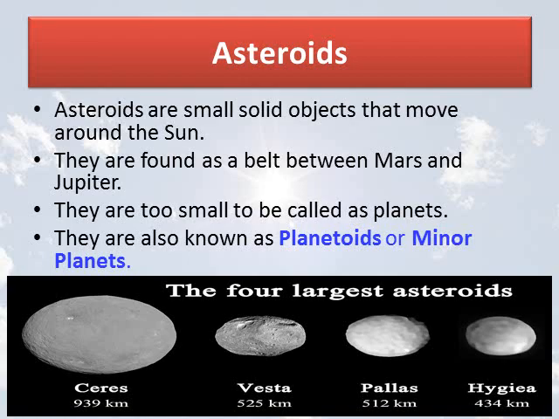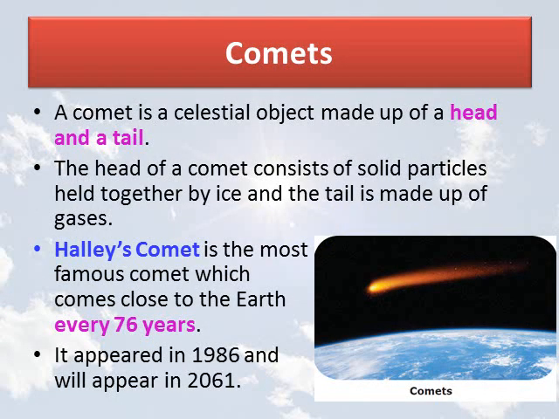Now it is time for us to learn about comets. A comet is a celestial object made up of a head and a tail. The head of a comet consists of solid particles held together by ice, and the tail is made up of gases. Halley's Comet is the most famous comet which comes close to Earth every 76 years.